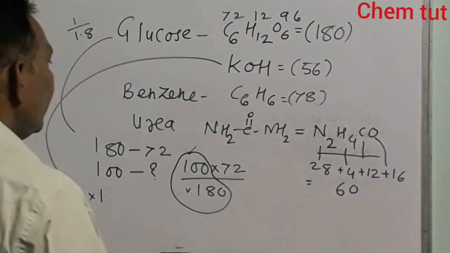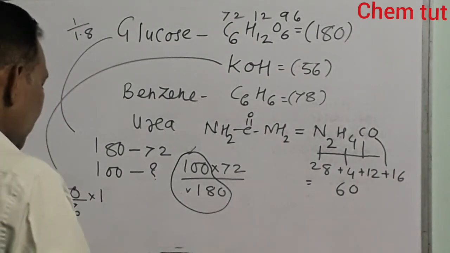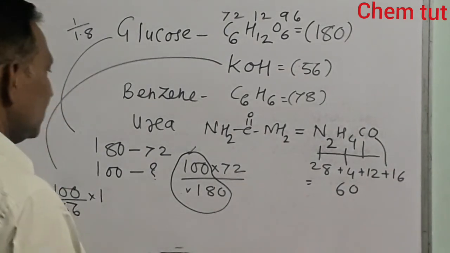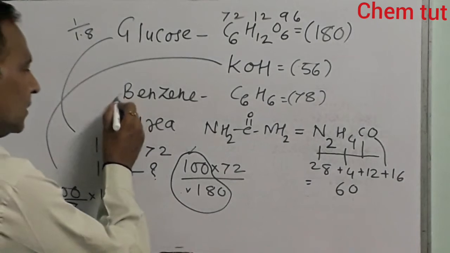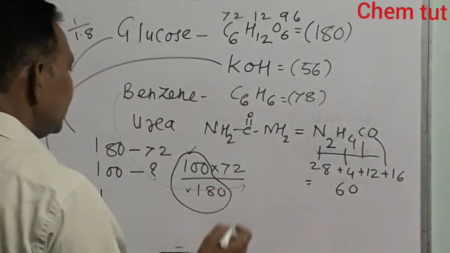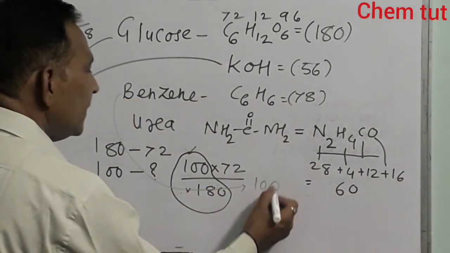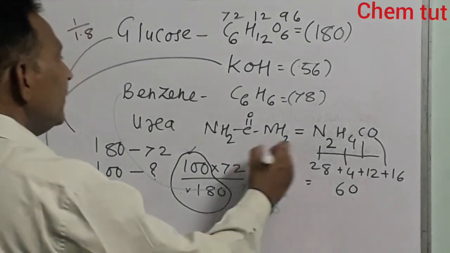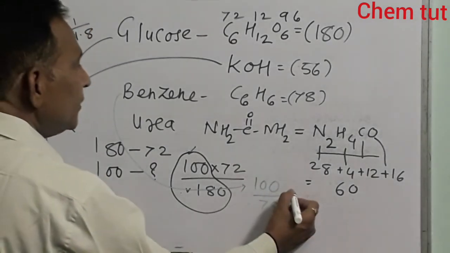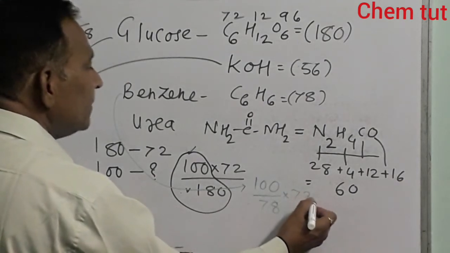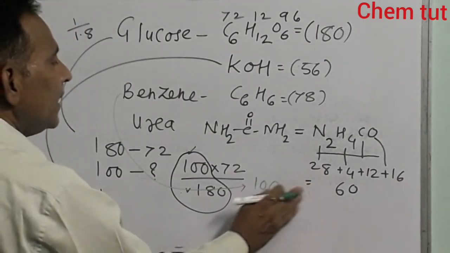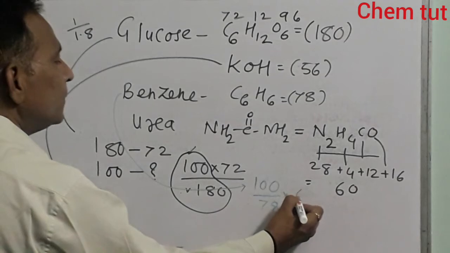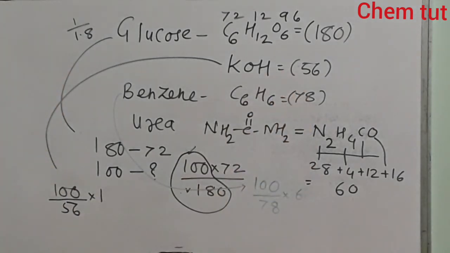Now in case of benzene, if you try to find out the common factor, what is the molar mass of benzene? The molar mass of benzene is 78. So 100 divided by 78, this will be the common factor for benzene. If it is multiplied by 72, it will give carbon percentage, and if you multiply it by 6, it will give you percentage of hydrogen, like this.